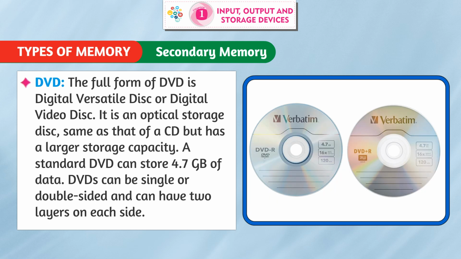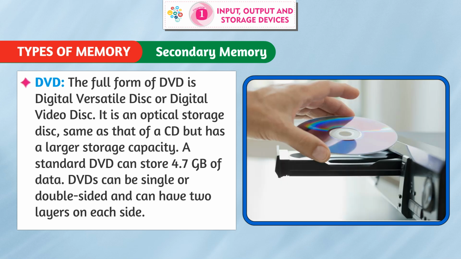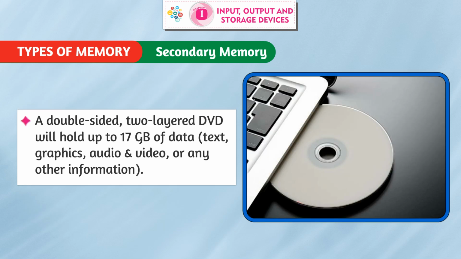DVD. The full form of DVD is Digital Versatile Disc or Digital Video Disc. It is an optical storage disc, same as that of a CD, but has a larger storage capacity. A standard DVD can store 4.7 GB of data. DVDs can be single or double-sided and can have 2 layers on each side. A double-sided, 2-layer DVD will hold up to 17 GB of data, text, graphics, audio, and video, or any other information.